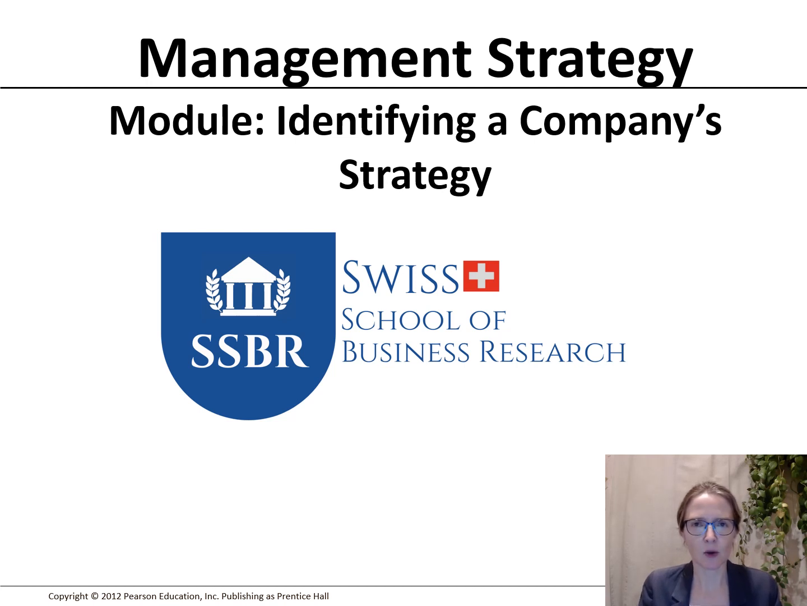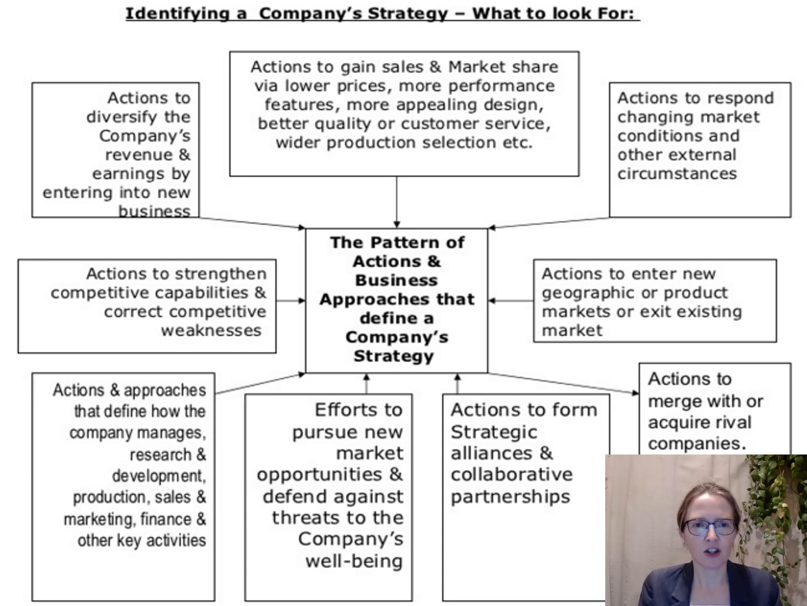Like I say, stop the video and see if you can think about putting together everything that we've learned so far and what you come up with. Here we've got a slide showing the areas of company strategy that we need to take into account. In the middle we've got the pattern of actions and business approaches that define a company strategy. And then these are some of the areas of consideration.